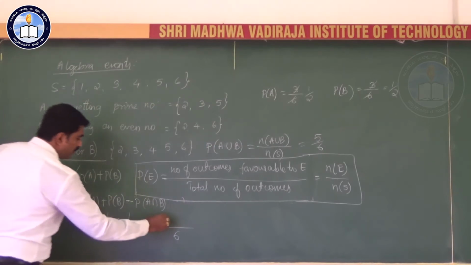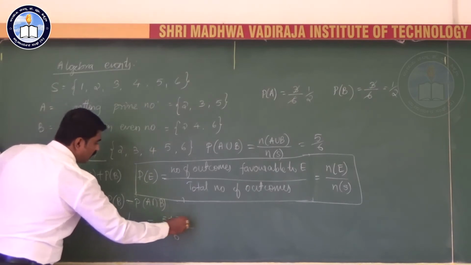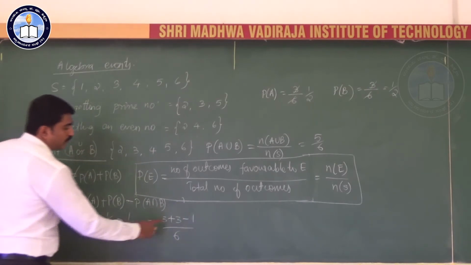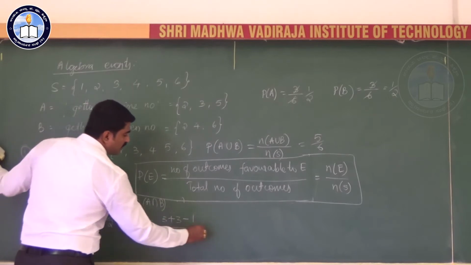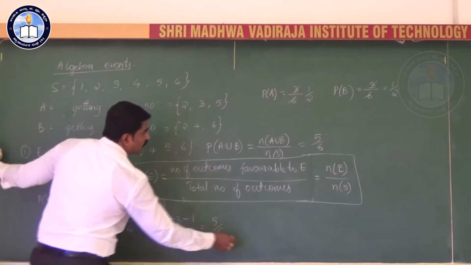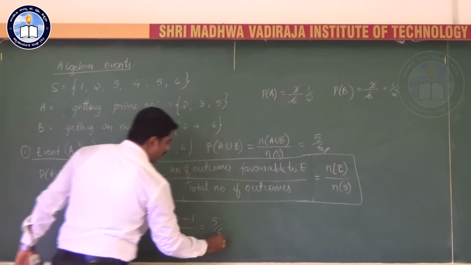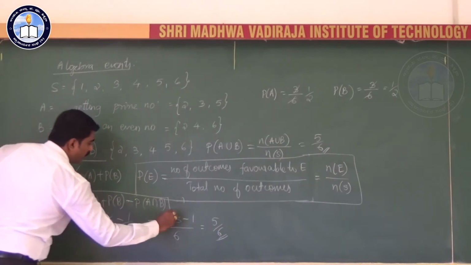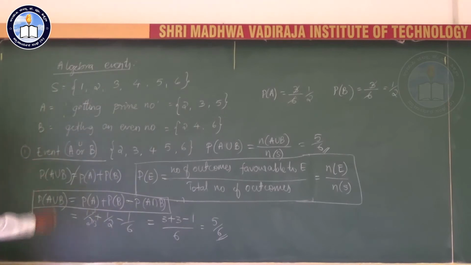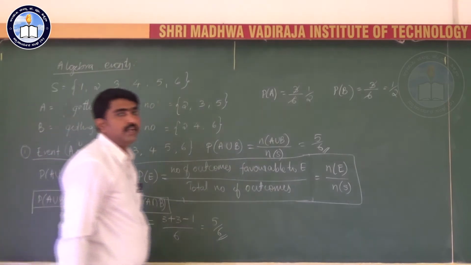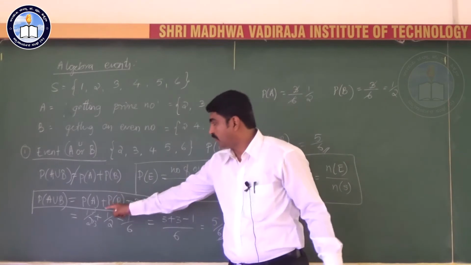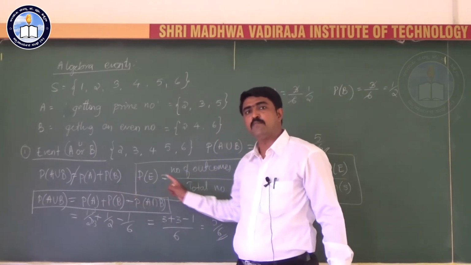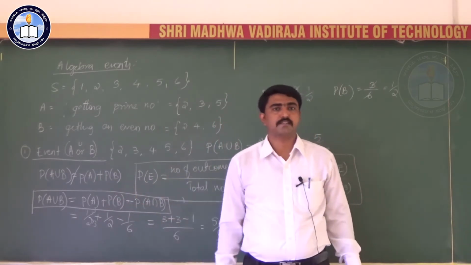So, therefore, 3 plus, here also 3 minus 1. So, therefore, 3 plus 3, 6 minus 1, that is 5 by 6. So, which is equal to this. These two are equal. Therefore, this is the formula for finding P of A union B, the probability of event A or B, which is always equal to P of A plus P of B minus P of A intersection B.